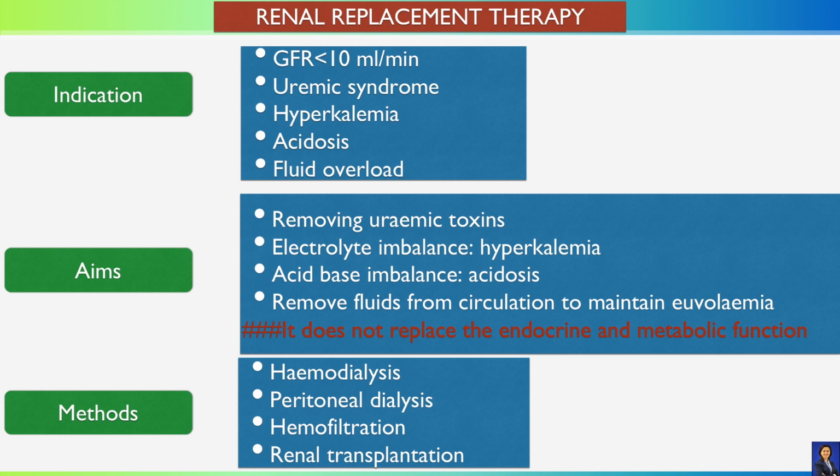Remember, when you are starting hemodialysis or renal transplant for those who have chronic kidney disease, hemodialysis will be able to minimize the symptoms by removing the fluids and maintaining the electrolytes in your circulation. But it won't replace the endocrine function and some metabolic functions such as vitamin D, calcium level, and phosphate level. There are 4 major methods of renal replacement therapy: hemodialysis, peritoneal dialysis, hemofiltration, and renal transplant.